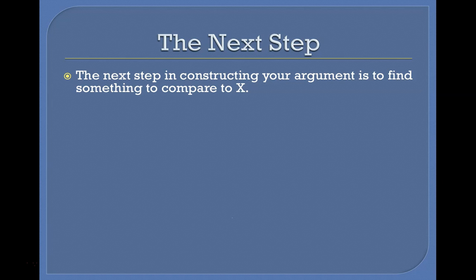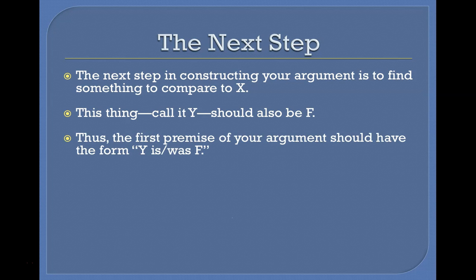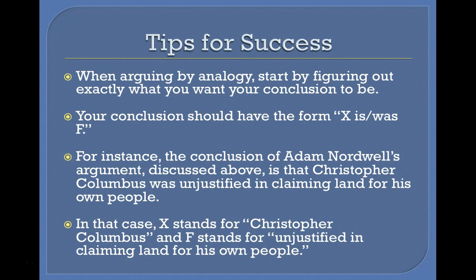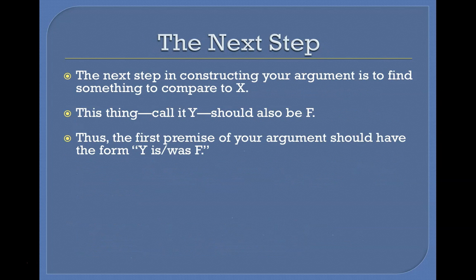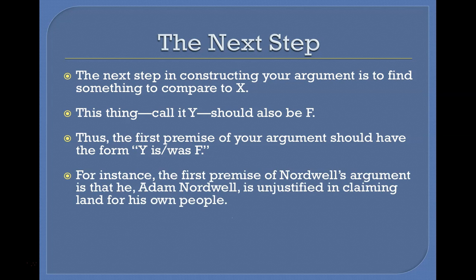The next step in constructing your argument is to find something to compare to X. This thing, we'll call it Y, should also be F, right? So if we go back to what F was in the example, the thing we're looking to compare should also be unjustified in claiming land for his own people, right? Thus, the first premise of your argument should have the form Y is or was F.